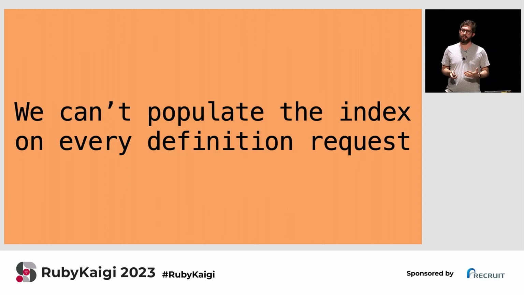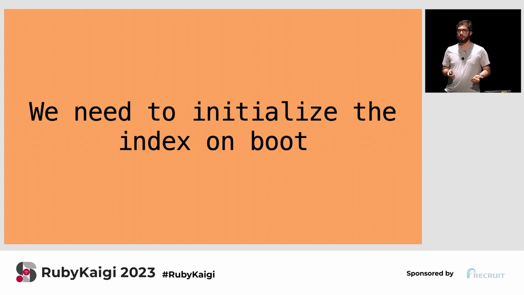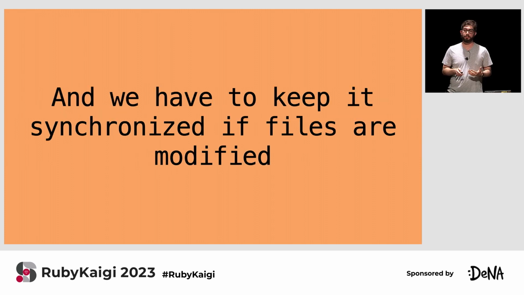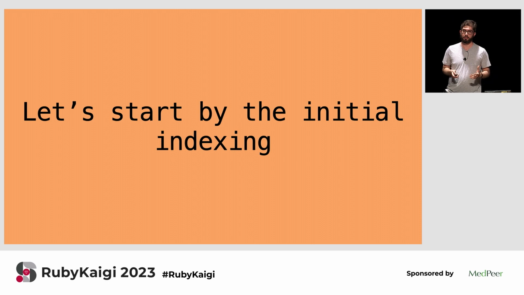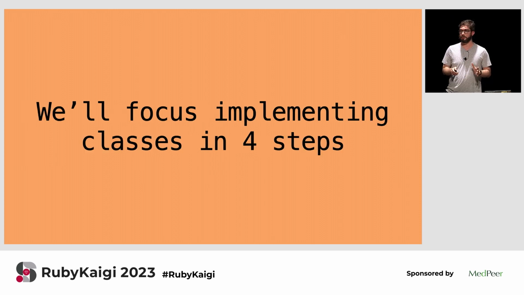But we can't populate the index on every definition request. That would be way too slow and it would be unusable. What we want to do is initialize the index when we activate the language server, and then make sure we synchronize any file modifications so that the index is always up to date with the current information of the code base. We're going to take a look at the two parts of indexing, but we're going to start with the initial indexing at boot. And we're going to be focusing only on classes for the sake of time, implementing it in 4 steps.